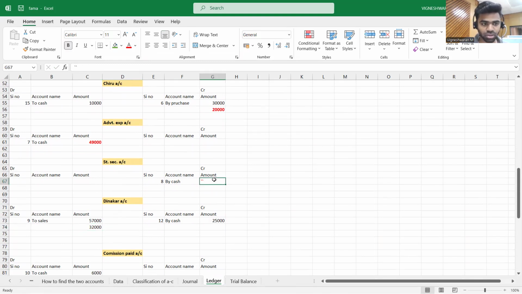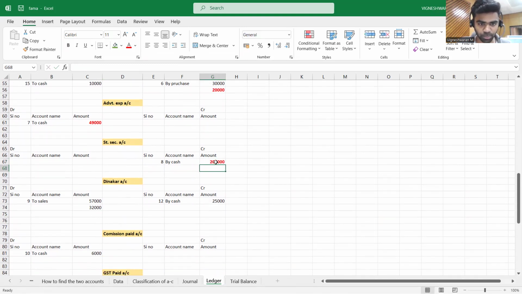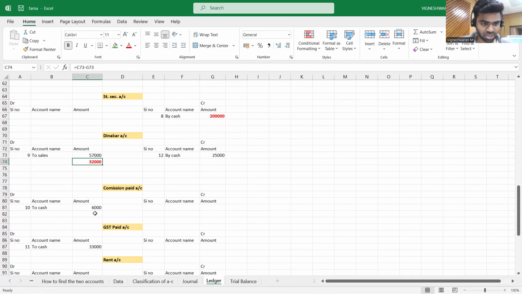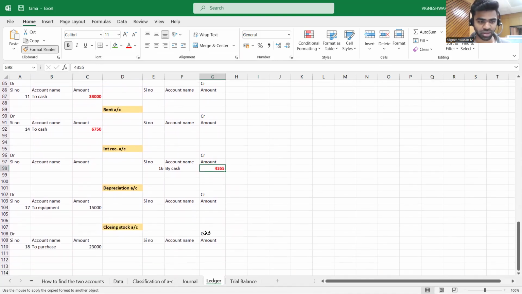What happened here? In short-term securities, what is there? Short-term securities, it is 2 lakhs, 2 0 0 1 2 3. So for Dinakar, it is 32,000. For commission paid, 6,000 is the only value. For GST also, this is the only value. For rent, this is the only value. For interest received account, this is the only value. Depreciation, this is the only value, and the closing stock, this is the only value.